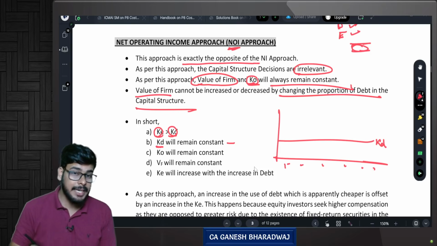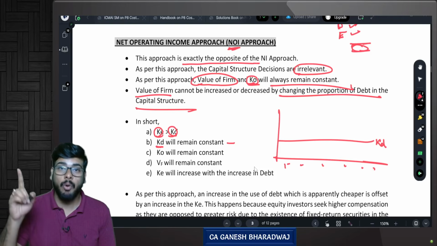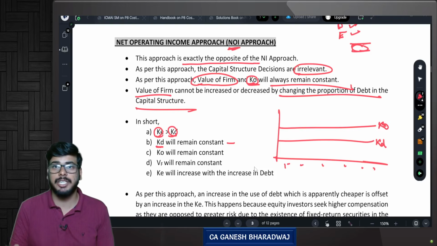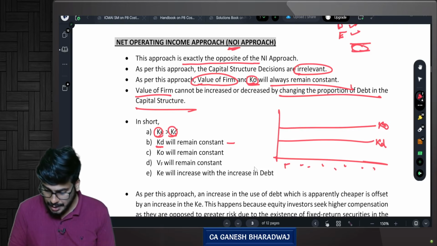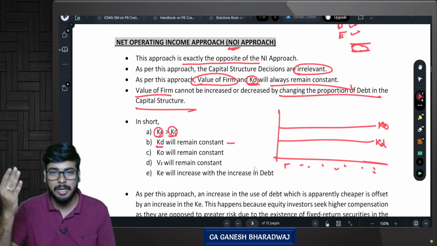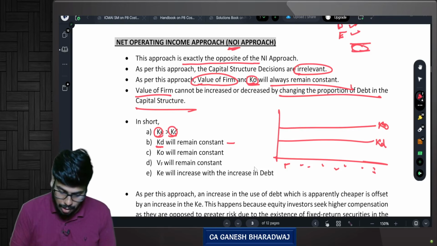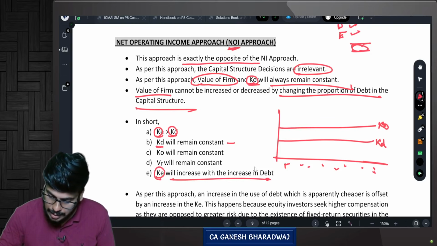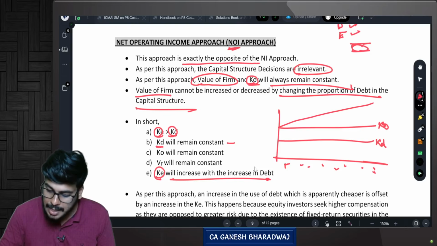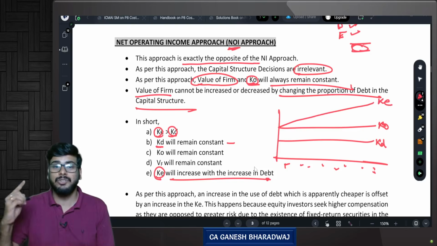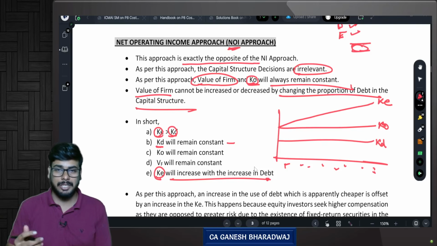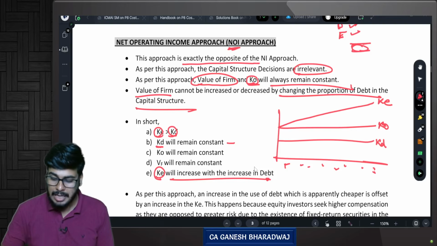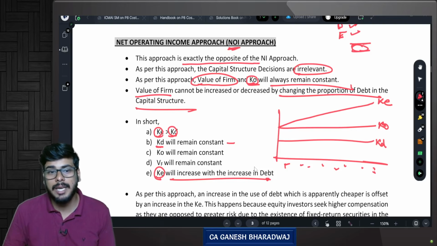Now they are saying, look at this, KO will also remain the same. If I increase the proportion of debt in my capital structure, he's saying it will not impact the KO. But look at this, KE will increase with an increase in debt. What he's saying is that KE alone will increase as you increase the proportion of debt in your capital structure. Or in other words, if you infuse more debt in your capital structure, KE will increase. Sir, why will KE increase?